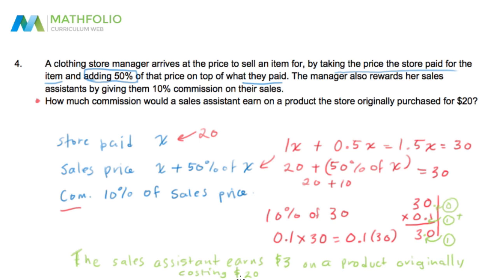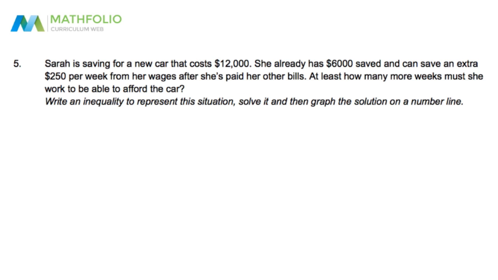And at this point we can think, does that seem reasonable? $3. She makes $3 if the store sells something that cost them $20 and they sell for $30. So $3 on a product that sells for $30. And it does seem reasonable. If we multiplied incorrectly and we got $30 here, how could that sales assistant earn $30 commission on selling something that only sells for $30? That wouldn't make sense, but $3 does make sense. Okay, that was question number 4. Question number 5.